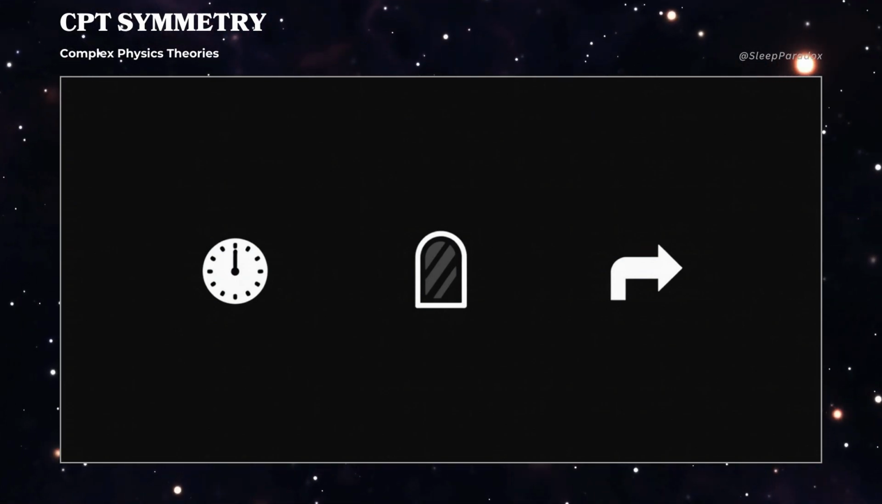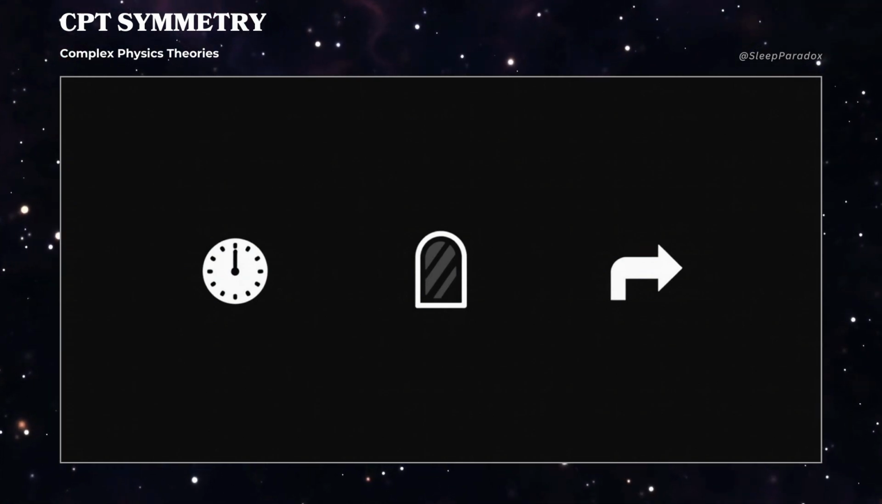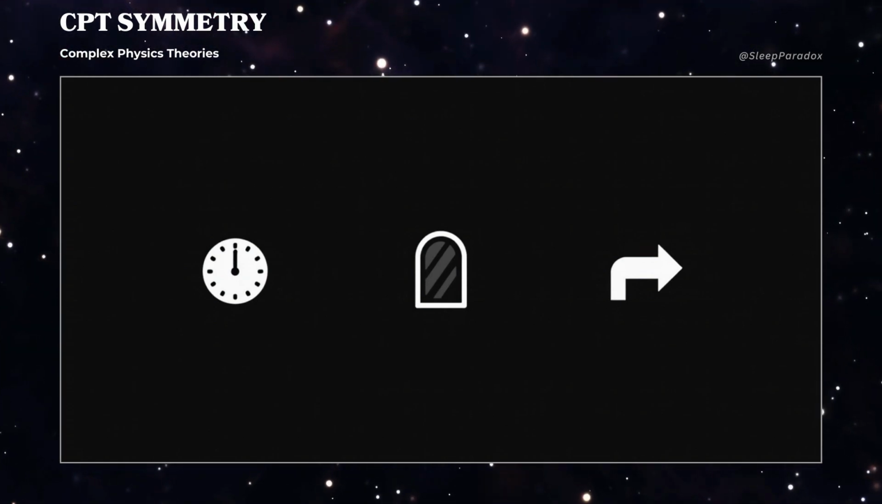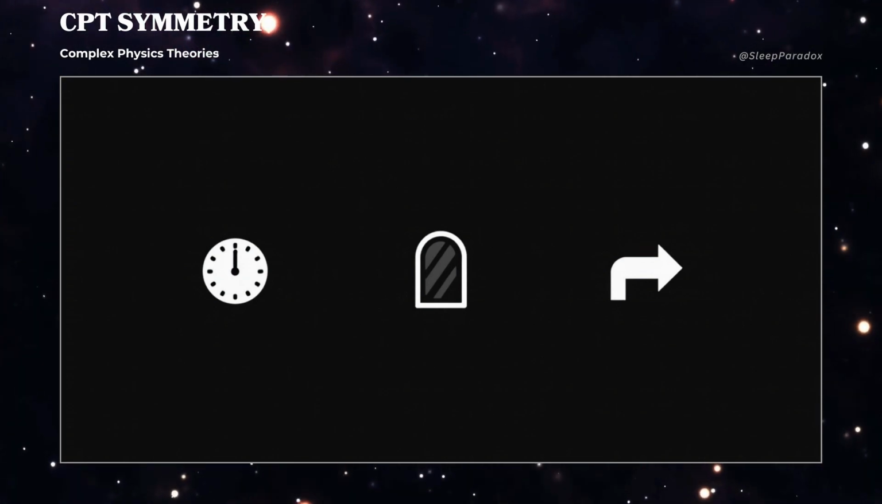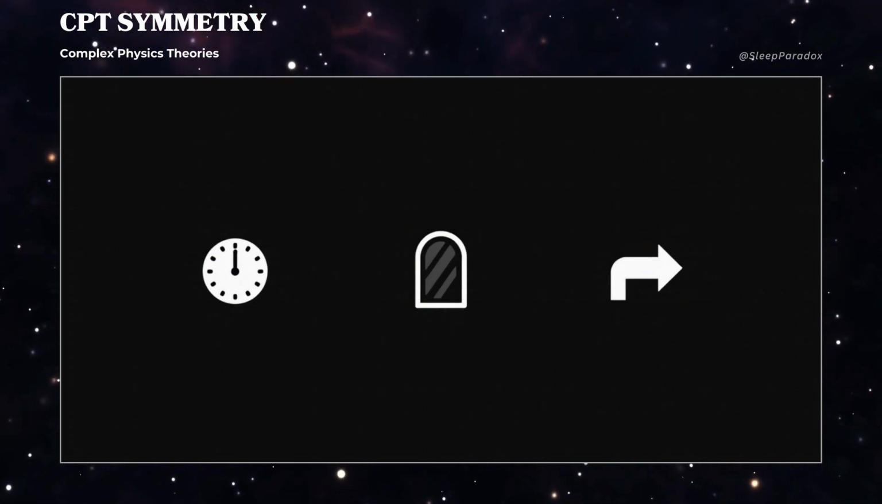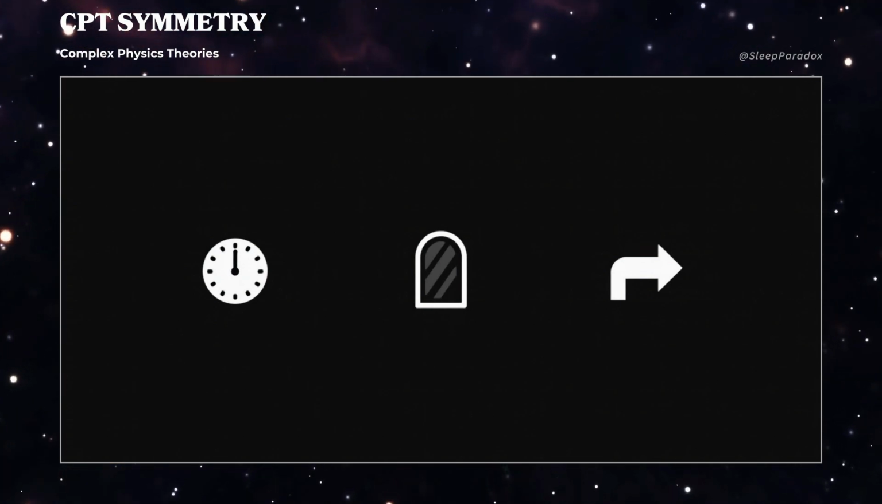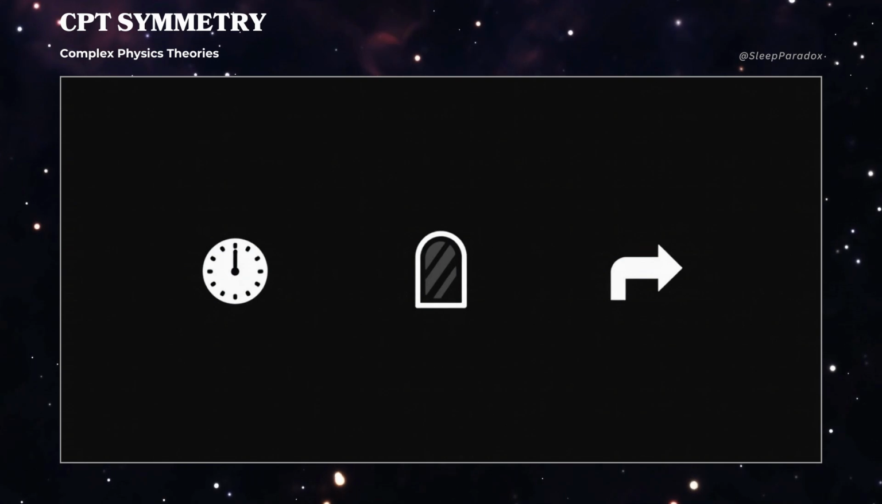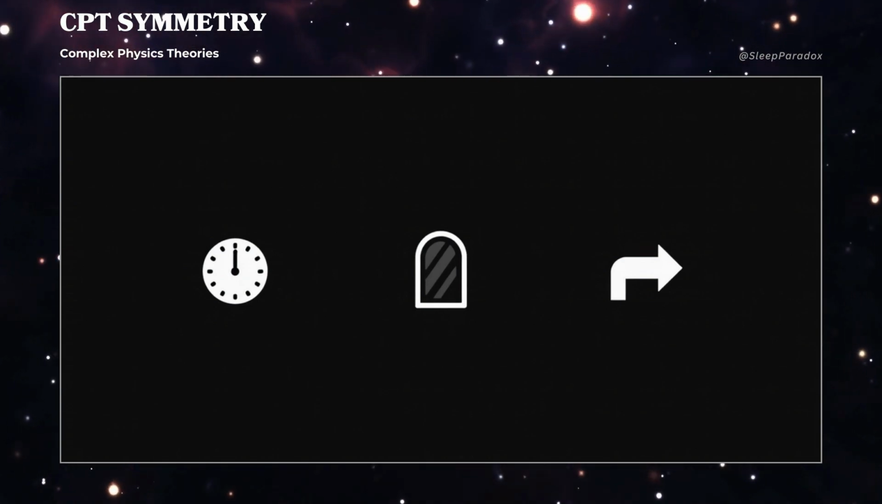Charge conjugation means replacing a particle with its antiparticle. If you take an electron and swap it for a positron, which is identical in every way, except that it has a positive charge, you're performing charge conjugation. Some physical laws look the same under this transformation, but not all. For example, weak nuclear interactions do not obey charge symmetry on their own.